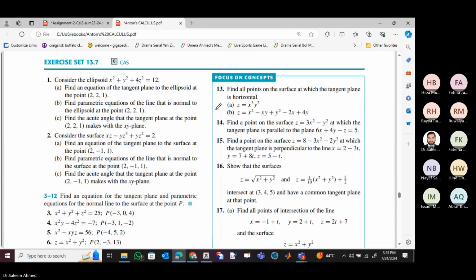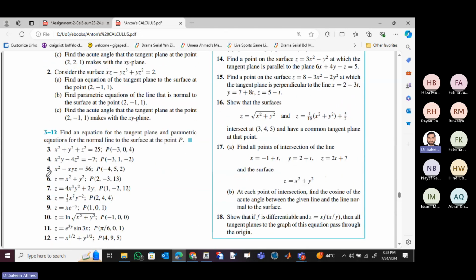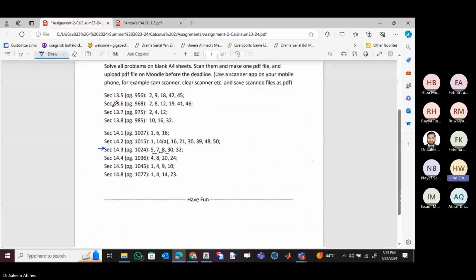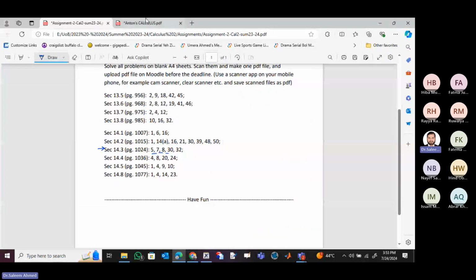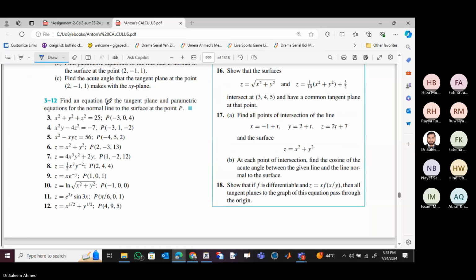13.7 here. So question number, which question are you saying? Number 2. 13.7, question 2. This one.